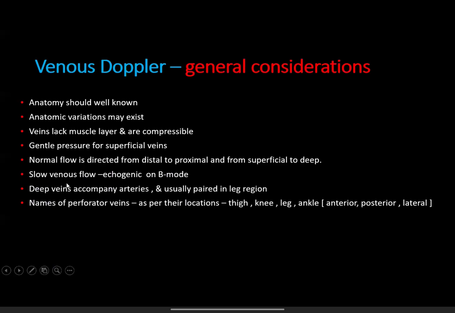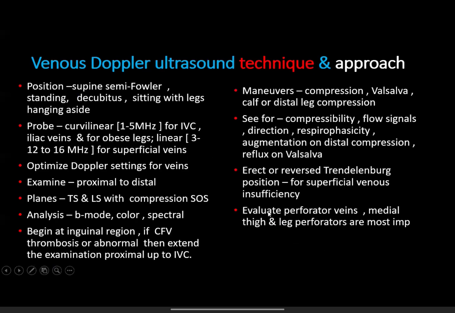When we see sluggish or slow flow, we can see flow on real-time B-mode imaging as echogenic flow. And deep veins always accompany arteries and are usually paired in the leg in the form of venae comitantes. And perforators should be named as per their location in the thigh, knee, leg, and ankle, and as anterior, posterior, and lateral.